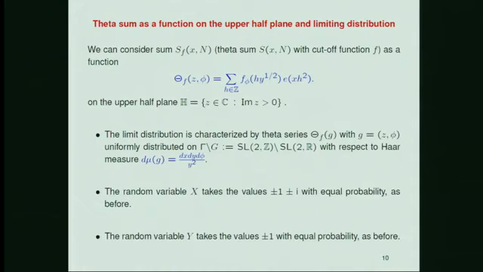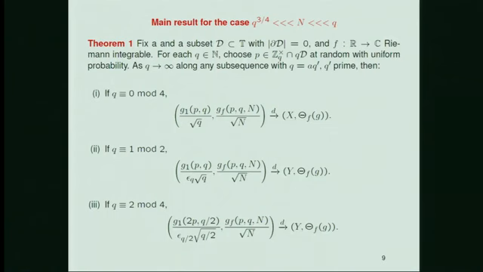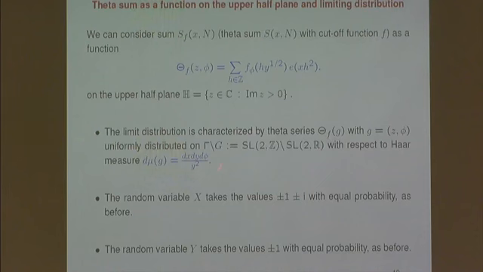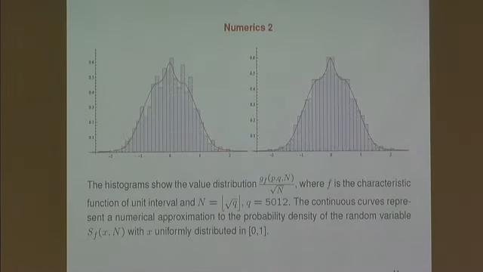So in our theorem, theta f of g, with g equal to z phi, is uniformly distributed on this modular surface SL2Z over SL2R with respect to this measure, dx dy d phi divided by y squared. So this is the limiting distribution, and the random variables x and y are the same as before, which are plus or minus 1, plus or minus i with equal probability, and plus or minus 1 with equal probability as before.